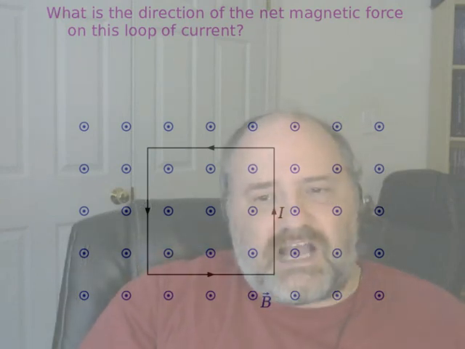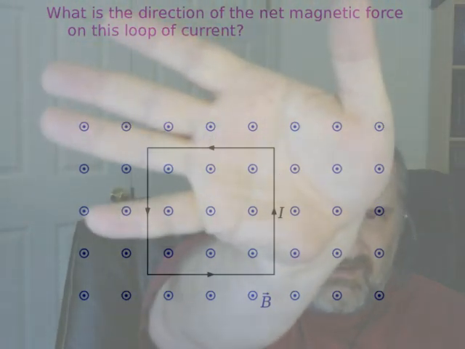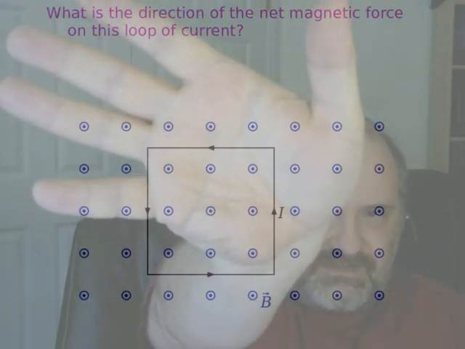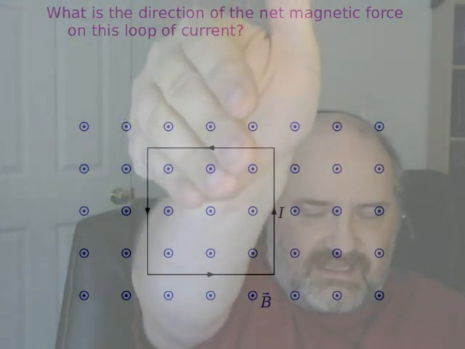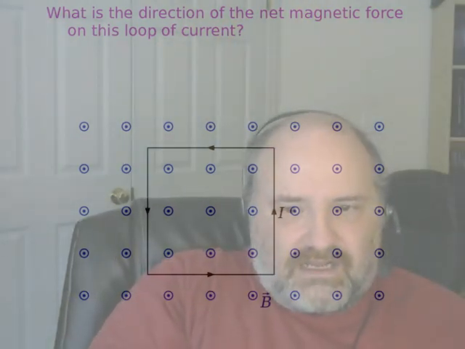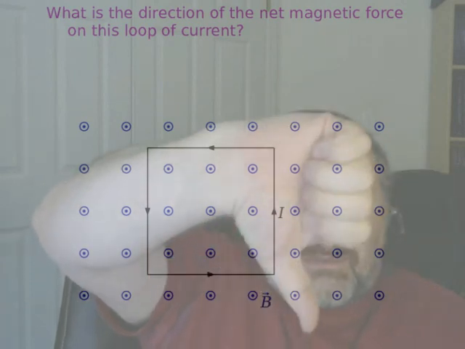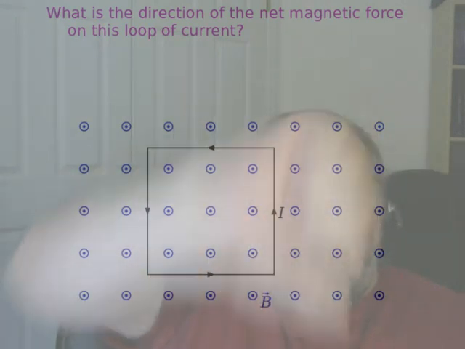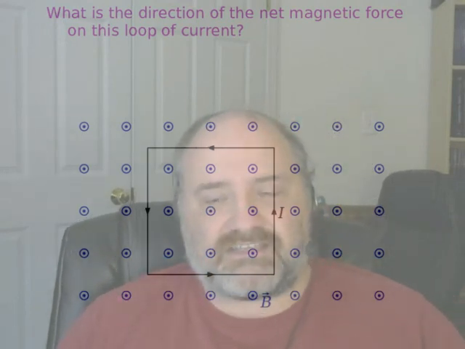So now let's do the top and the bottom. On the top, the current is going to the left, and the magnetic field is out. So the force on the top leg is up on that current. And if you look at the bottom leg, now the current is going to the right and the magnetic field is out, so the force is down. So the top and bottom legs cancel out. So there is no net magnetic force on this loop of current.